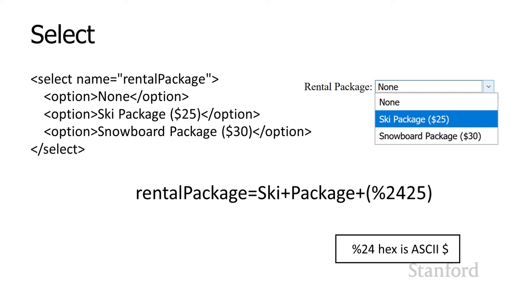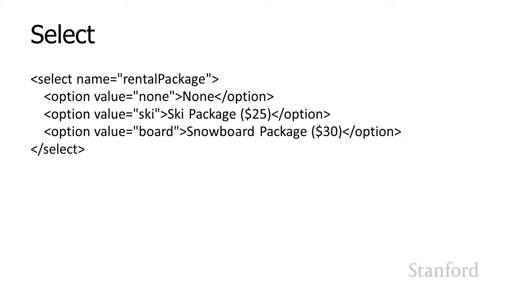So this is kind of a little bit messy to work with on the server. And so what we can do here is add values to each of the options. So now I've got value none, value ski, and value board.